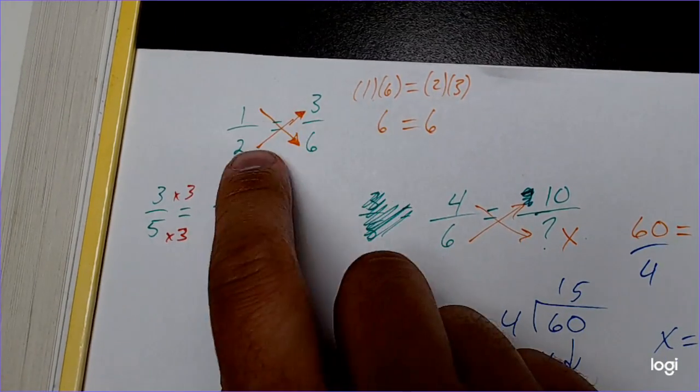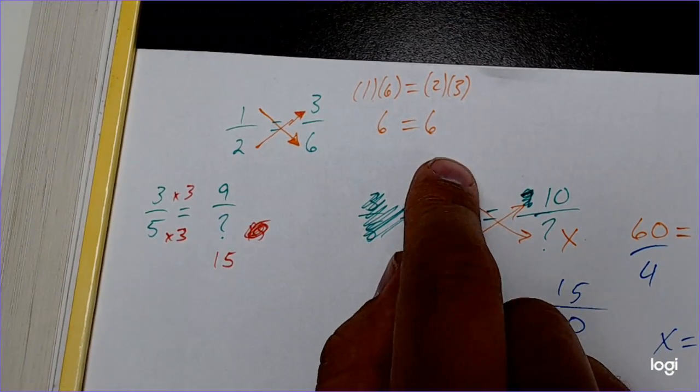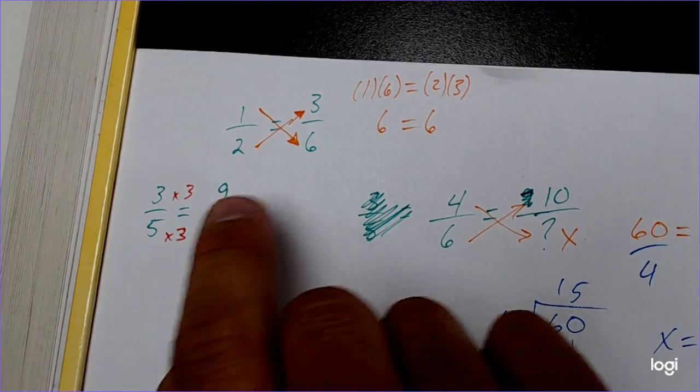Remember, cross multiplication rewrites the equation, and then you can solve it. Also, don't confuse it with cross canceling.